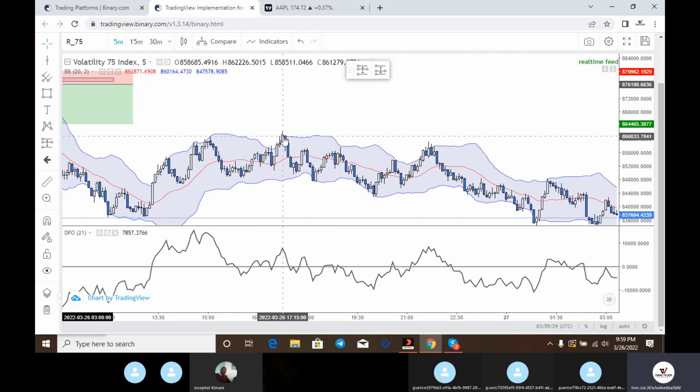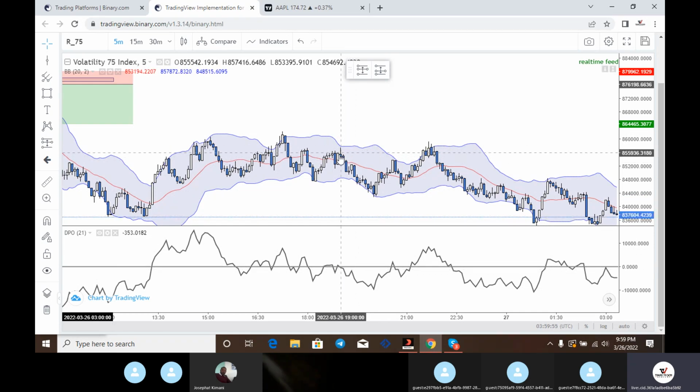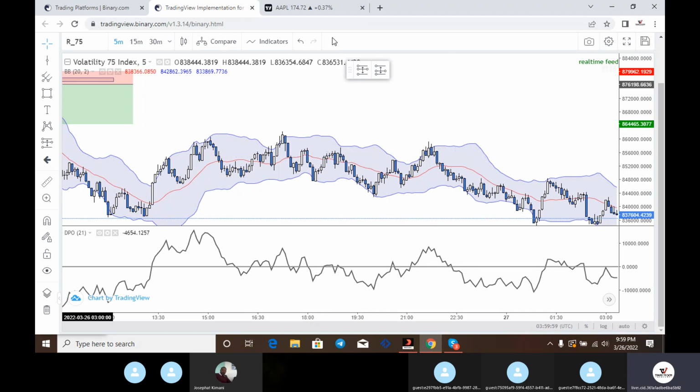Now note, at this point DPO was above the zero line, so you're not taking a sell signal. And now at this point price hit the top of the Bollinger Band, and then DPO was below the zero line. So all you have to do is wait for that bearish candle to finish forming, and then you take a sell position.